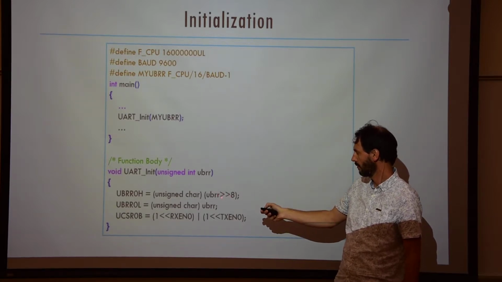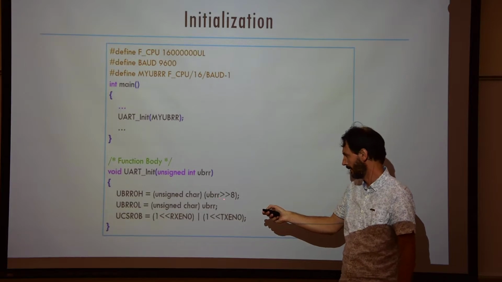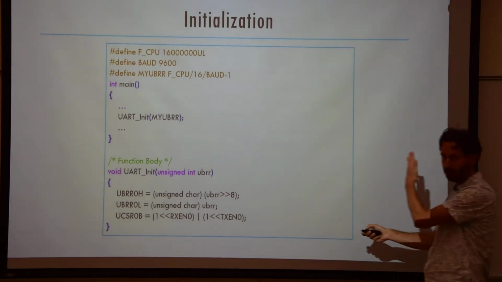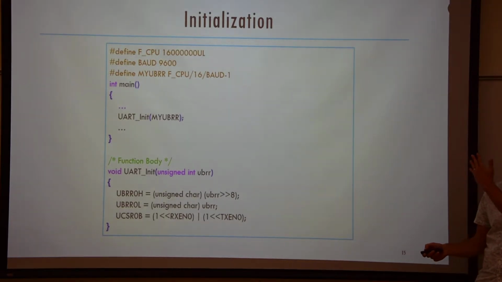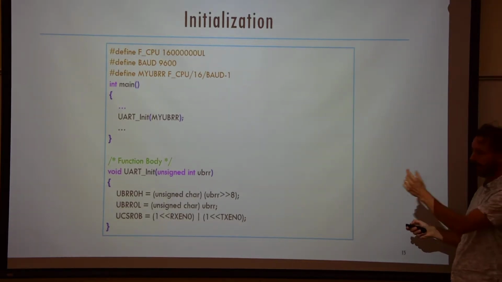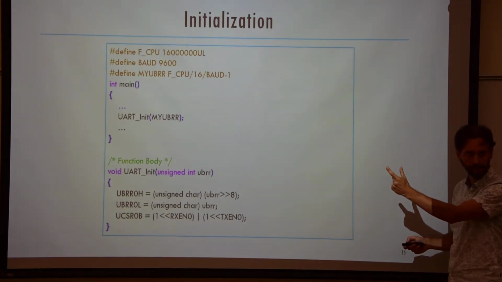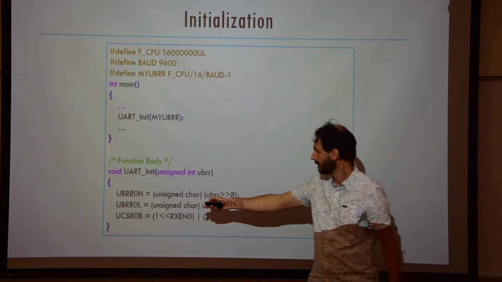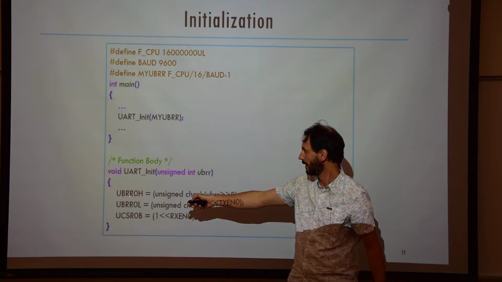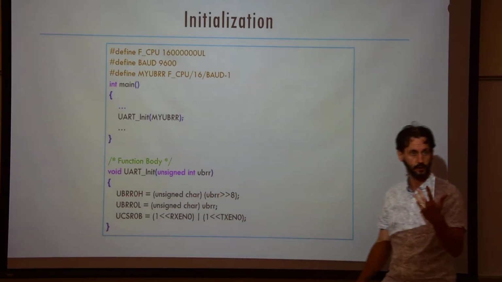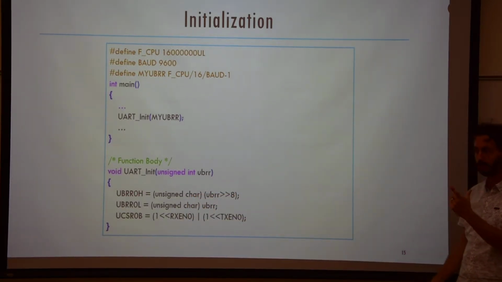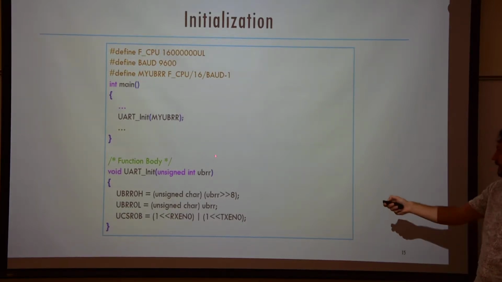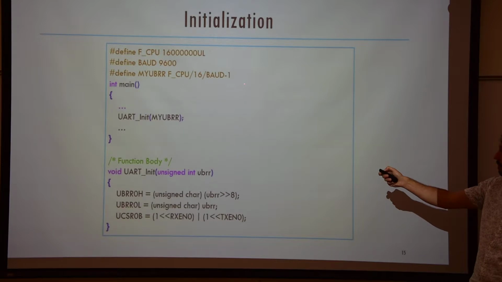So if I do this, I'm shifting 8 bits out of my bit representation of that integer, and it means that the 4 most significant bits remain. Those 4 bits need to go into this register UBRR0H, which stores the highest, the most significant bits of my representation of this particular formula.